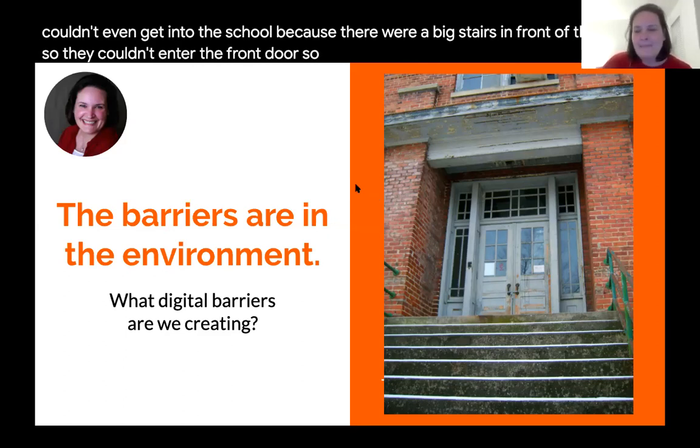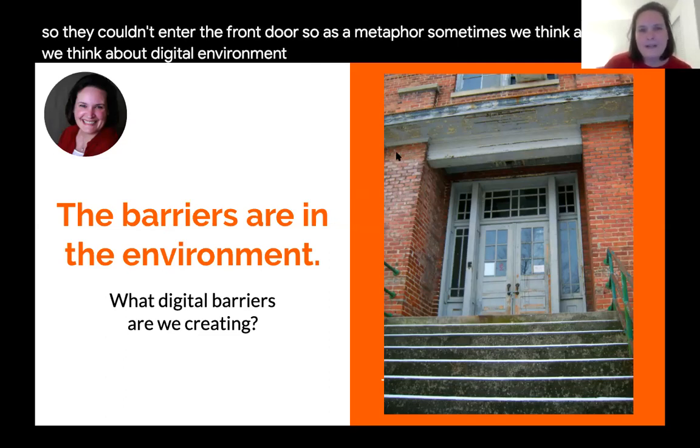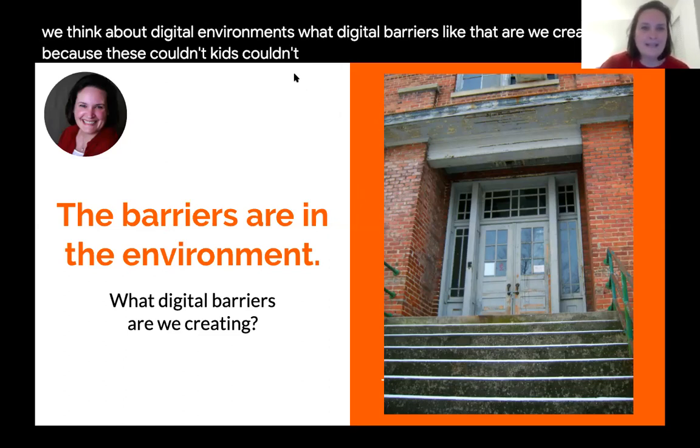So as a metaphor, sometimes when we think about digital environments, what digital barriers like that are we creating? Because these kids couldn't even get into the school.